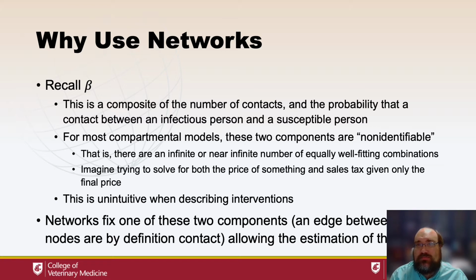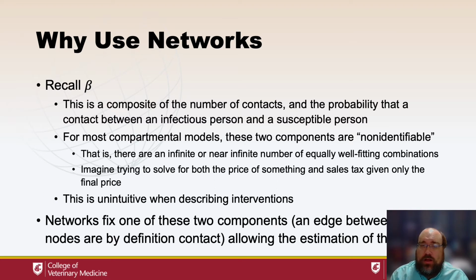If you think about this, if I told you something costs $5 and I asked you to estimate both the price and the sales tax, there's infinite combinations of those things that will give you $5. And this is also very unintuitive when you're describing interventions. If you say, oh, we'll reduce beta by 50%, what does it mean to reduce beta?